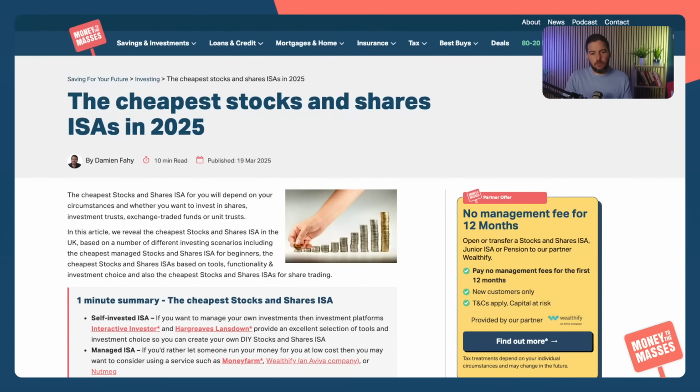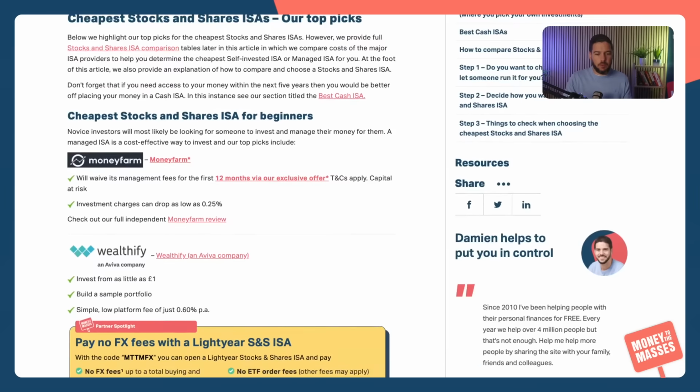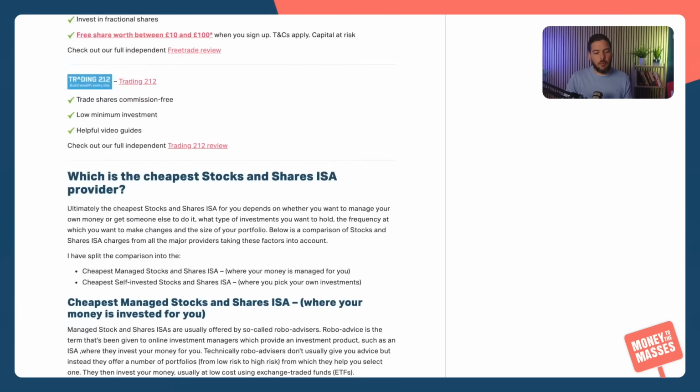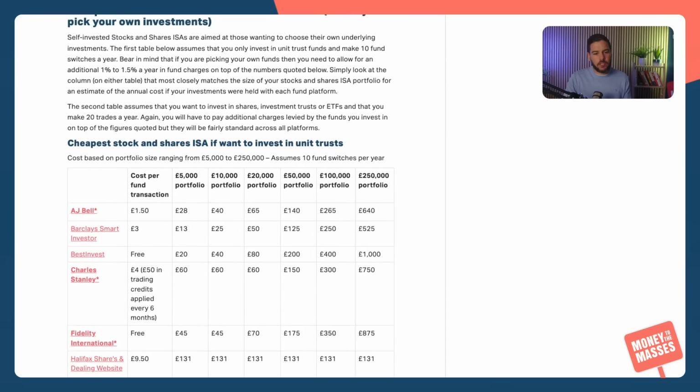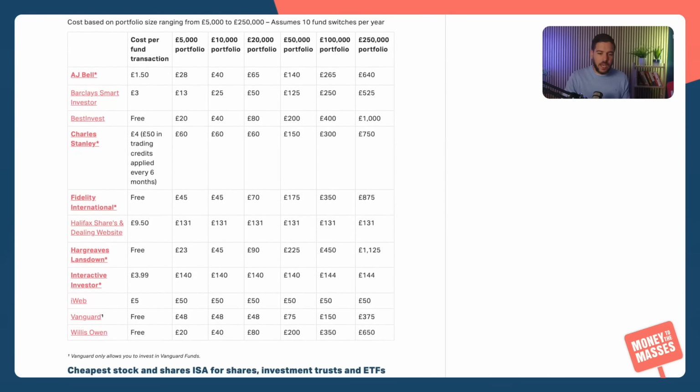Now, I just want to quickly show you the comparison of costs with different platforms. This particular article looks at stocks and shares ISAs on the Main to Masses website. I'll jump down to a table where we compare all the different platforms out there. Now, you can see if you're looking at the self-invested stocks and shares ISAs, this is how it compares with Vanguard down the bottom. So you can see that the £4 a month minimum fee that Vanguard now charges means it's far less competitive for people who have portfolios under £20,000.